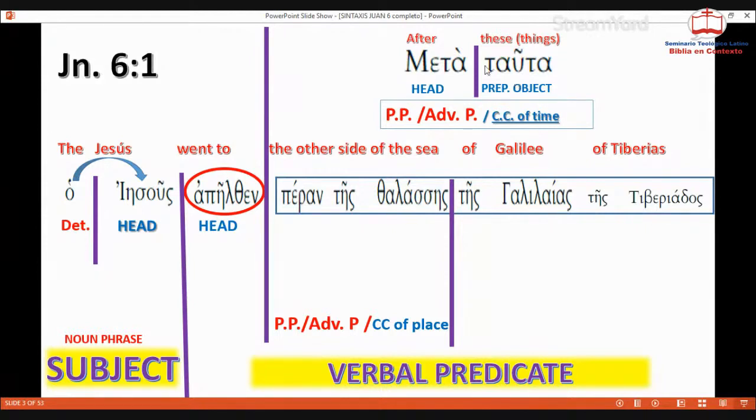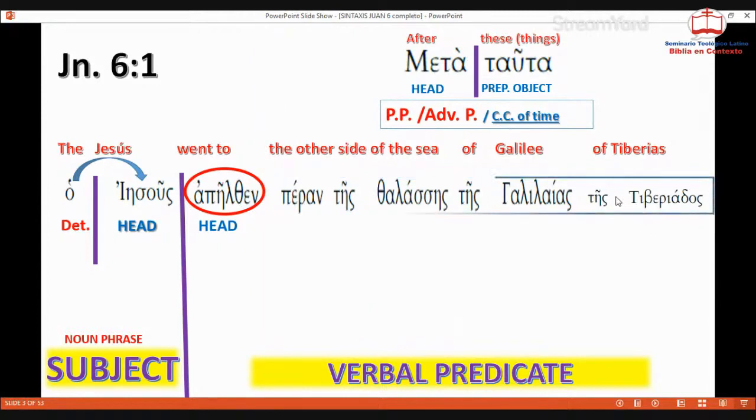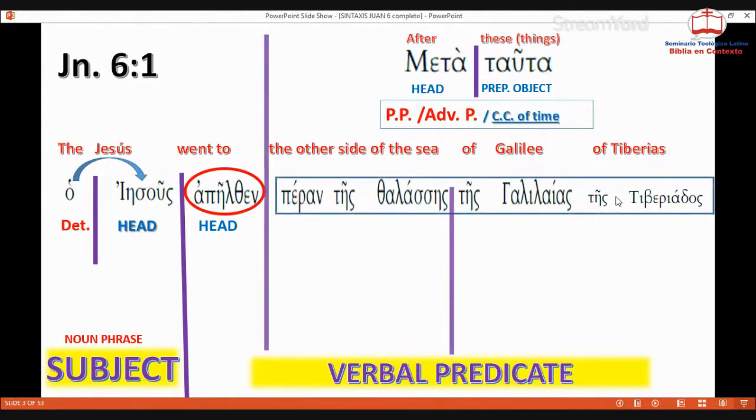So when did Jesus go away to the other side of the Sea of Galilee, of Tiberias? Well, meta tauta, after these things, after these events. See? It's talking about time. But this one is talking about place. It answers the question, where did Jesus go? Jesus went to the other side of the sea. There's a complement circumstance of place, and all of this phrase is the complement circumstance of place, because it's talking about geography, about location. It's locative. All right.